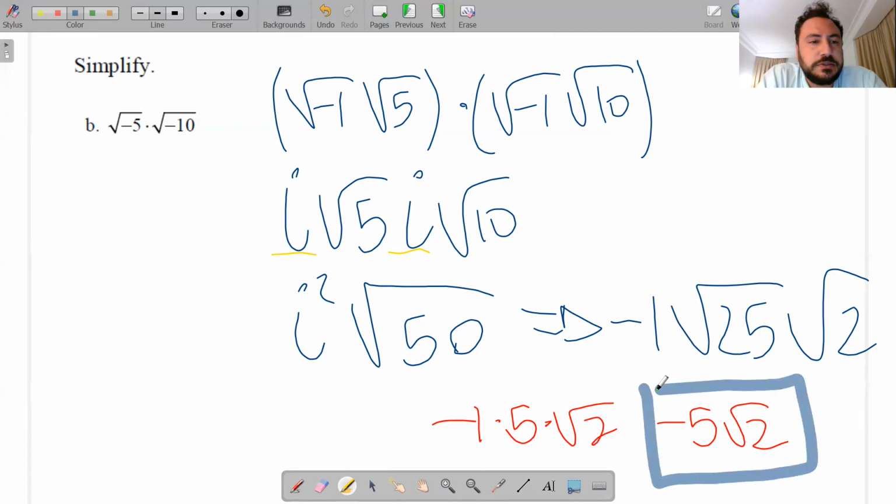I hope it's clear. If this one is not clear to you, review prime factorization, okay? This one comes from prime factorization.